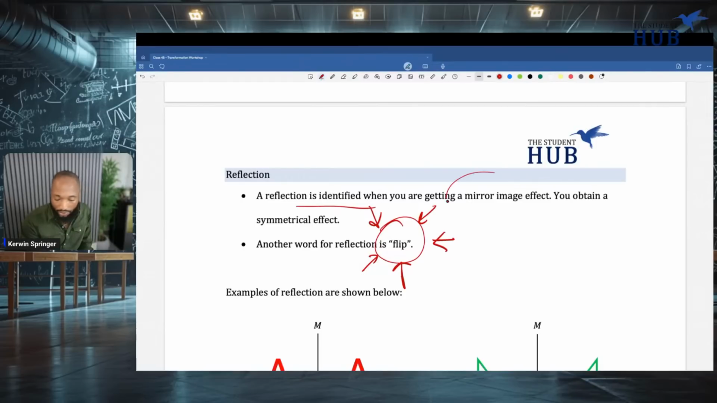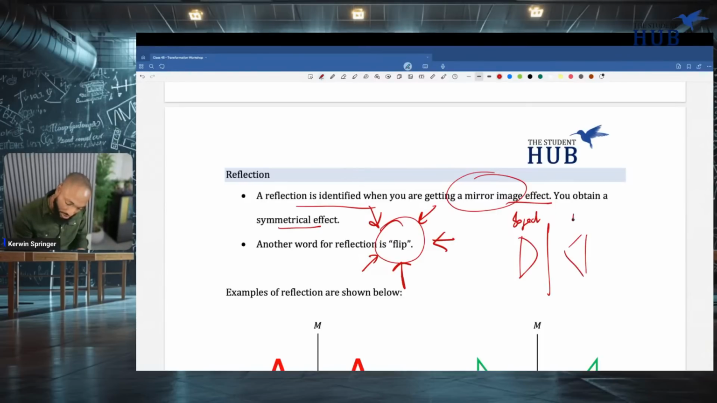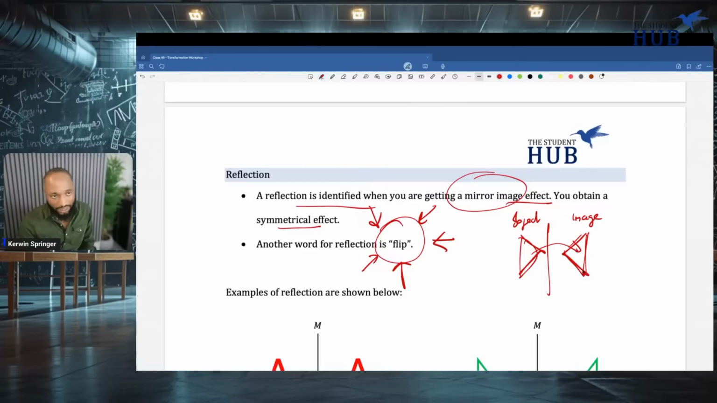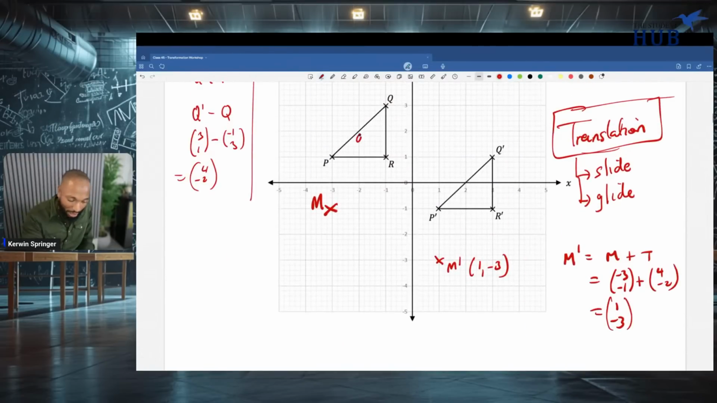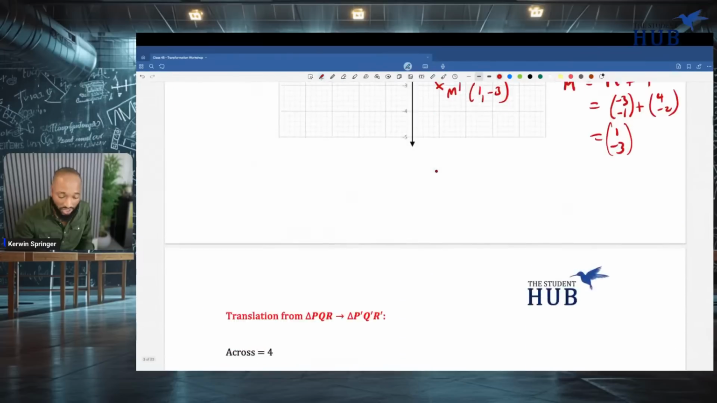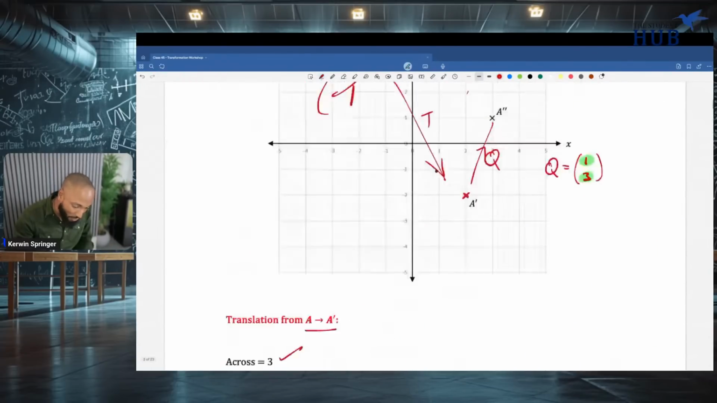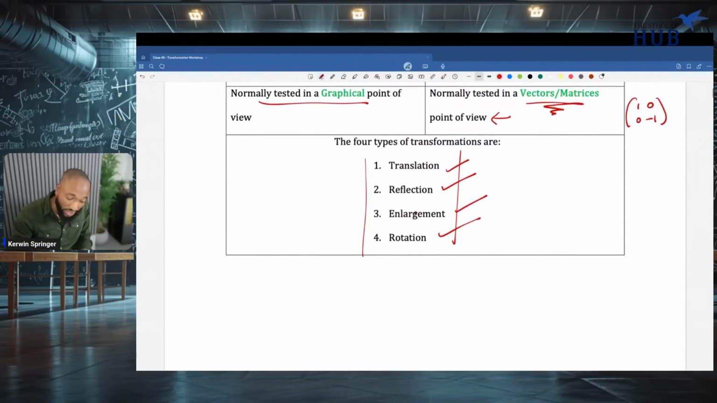A reflection is identified when you're getting a mirror image effect. You obtain a symmetrical effect. So the original is called the object. This is called the image. The thing that was transformed, they're looking like twins. One is the object, the original is the object, the imitation is the image. The result is the image. Even with this, this is the object, and you translate it, and you got the image. It doesn't only work for reflection. They sometimes use the word object and image for any type of transformation. Understand that there are 4 types of transformation you need to know: translation, reflection, enlargement, rotation.